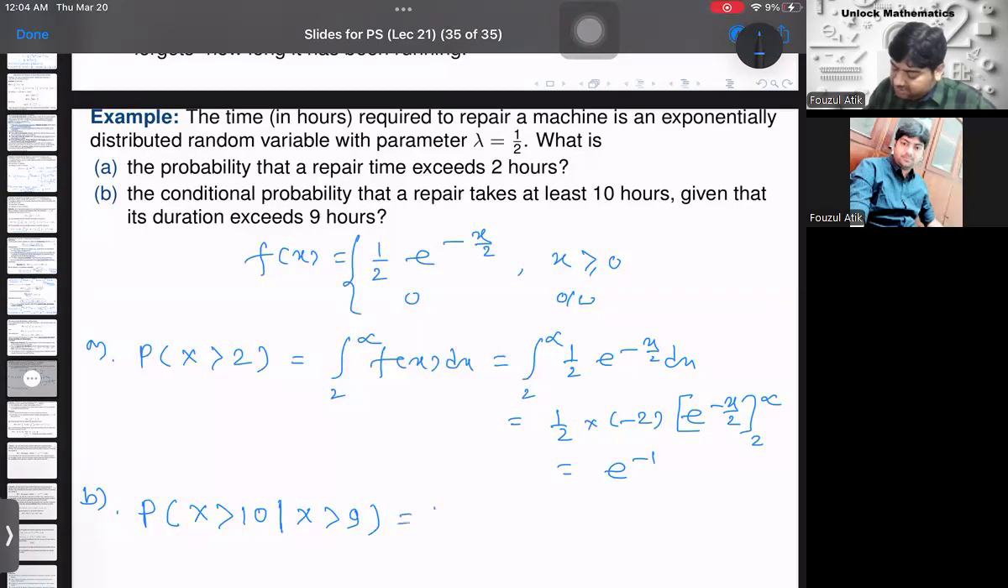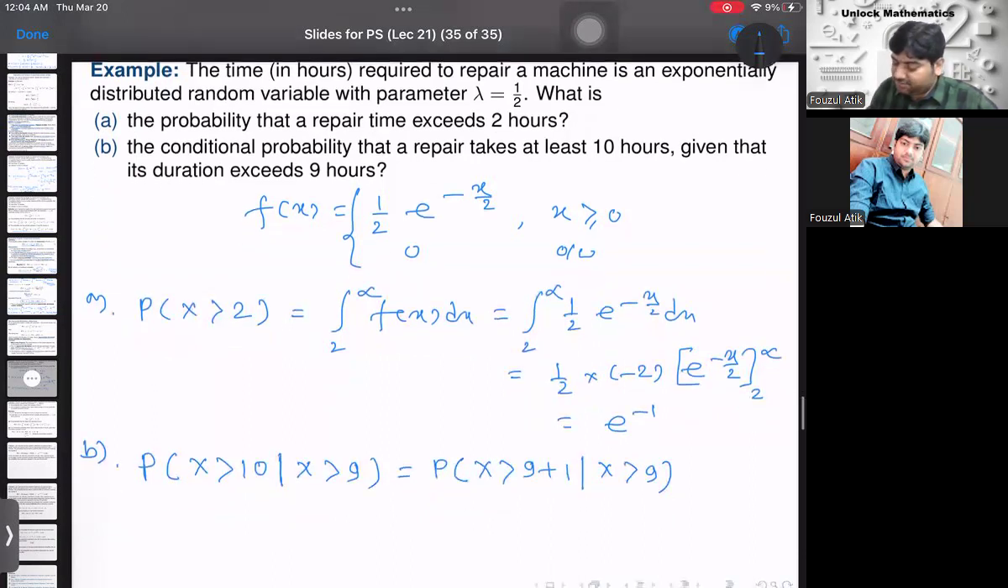Now can't I write it in the form that x is greater than 9 plus 1, given that x is greater than 9? We know that the exponential distribution follows the memoryless property. What is that? P of x greater than s plus t, given x greater than t, is actually P of x greater than s. So if I follow that, it is basically P of x greater than 1. How did I get it? Using the memoryless property.